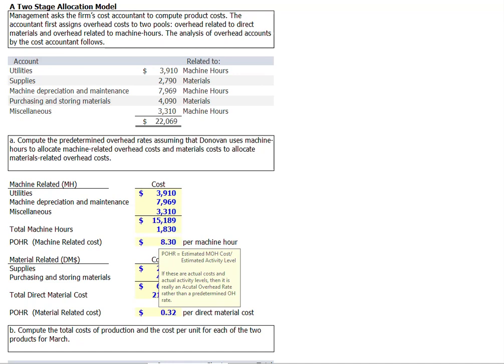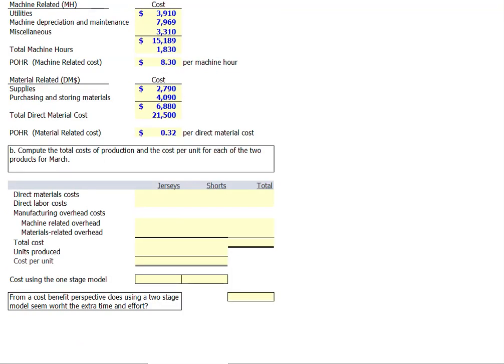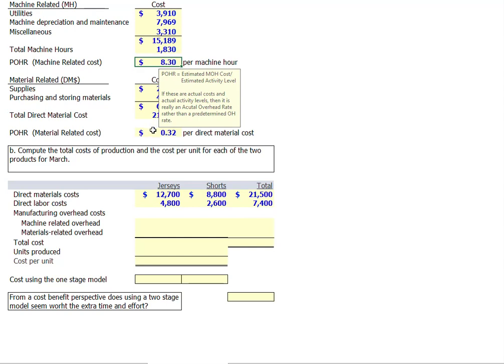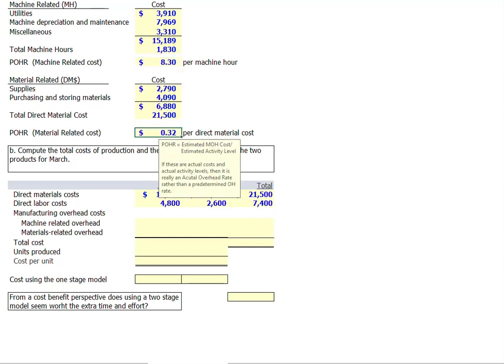Now that we've got our predetermined overhead rates, we simply need to allocate our overhead cost to our two products. Our first step, just like above, will be to directly trace our direct material and direct labor cost to the individual products. And we are given those numbers for shorts and jerseys. Now we need to come up with our manufacturing cost allocation. We had two predetermined overhead rates, one for machine hours and the other one for direct material cost. Let's do the machine-related overhead first.